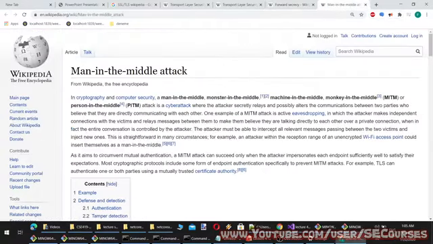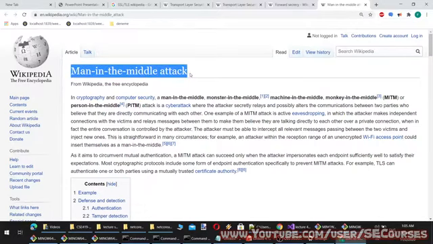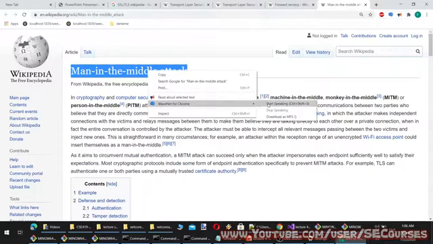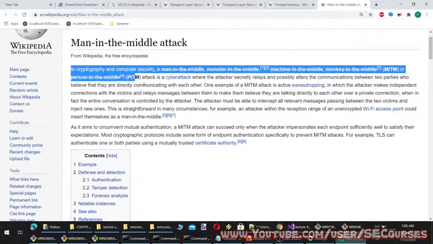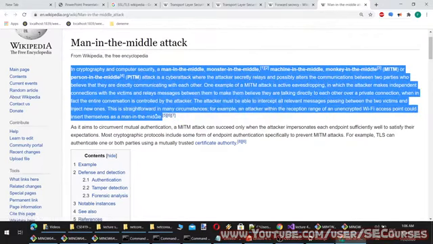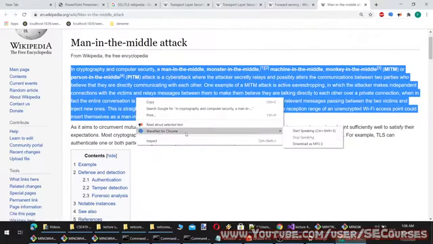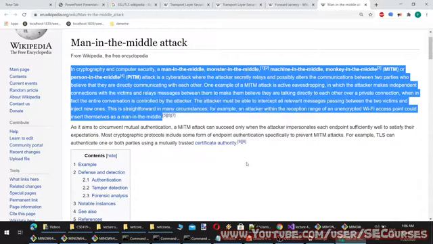Okay, so man-in-the-middle attack, you will hear this a lot of times when you are working with, let's say, information security. So let's get some more information about it. Man-in-the-middle attack. This is very commonly known, and let's read it.